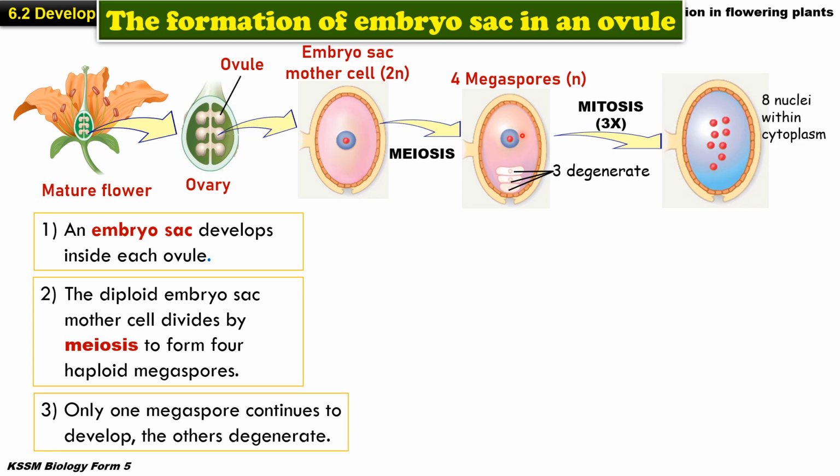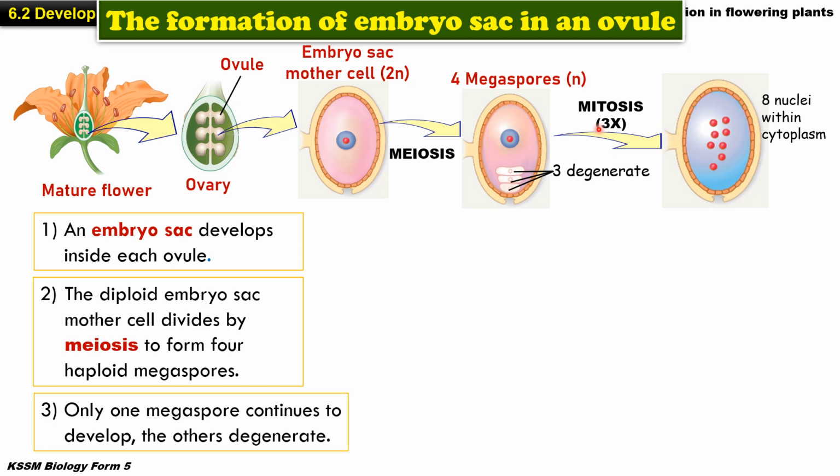Boleh? So, kenapa dia nak undergo meiosis? Sebab dia nak jadikan from diploid to become haploid. Tiga ni tak gunalah. So, that's why it will degenerate. So, only one will continue to develop. So, what will happen next?